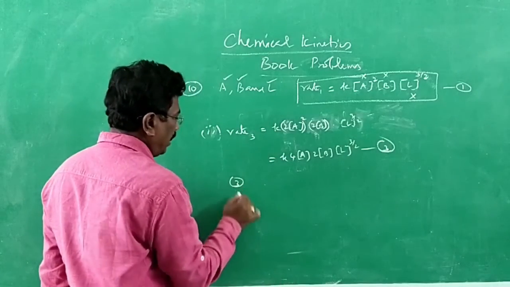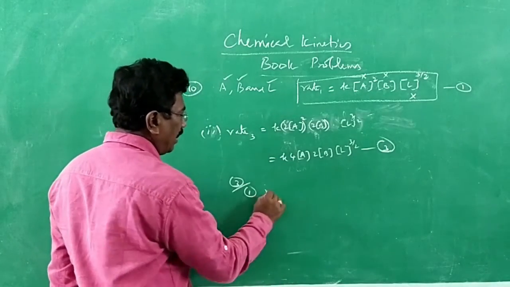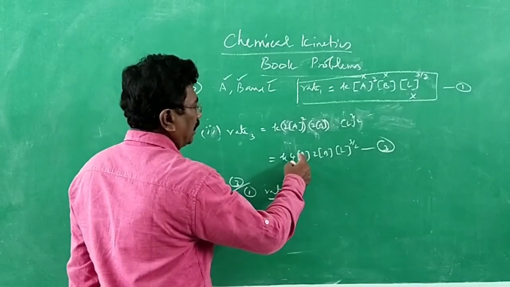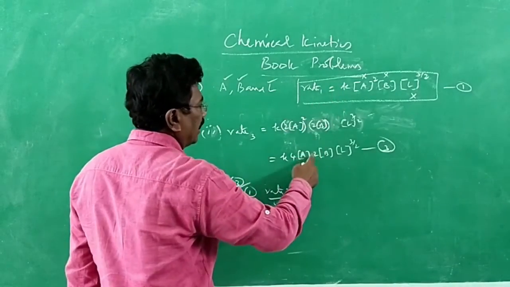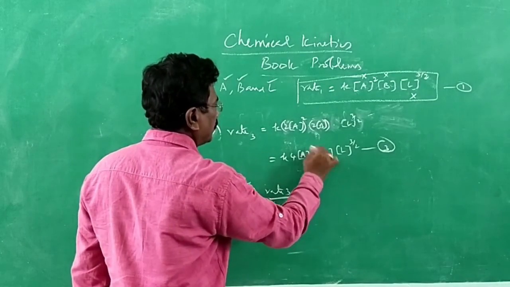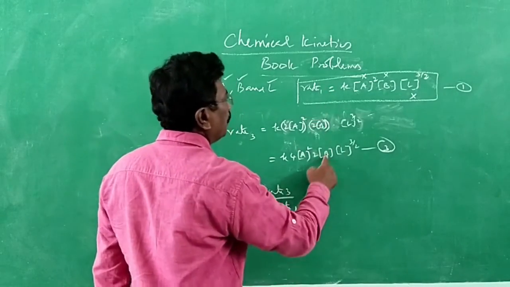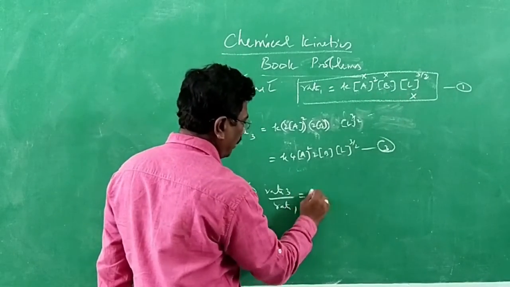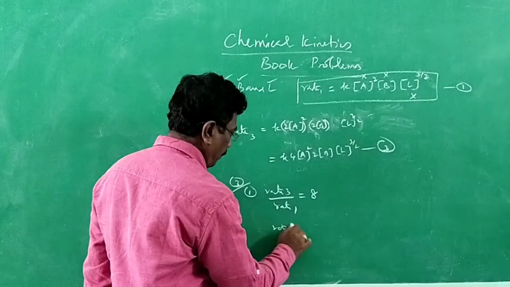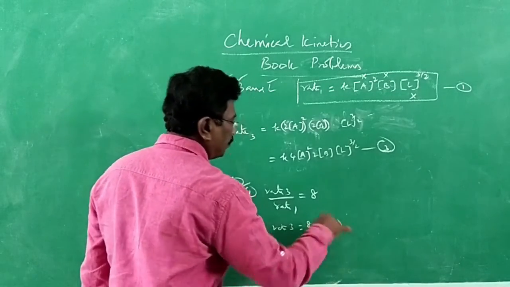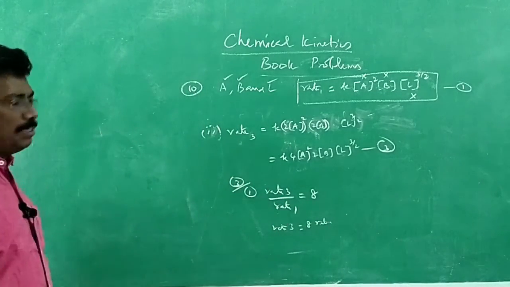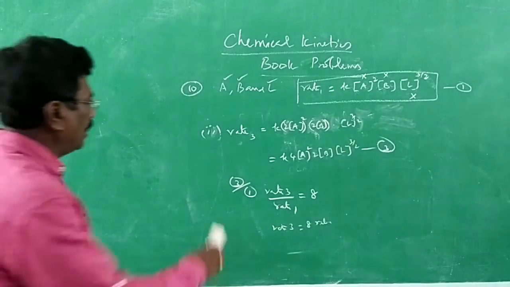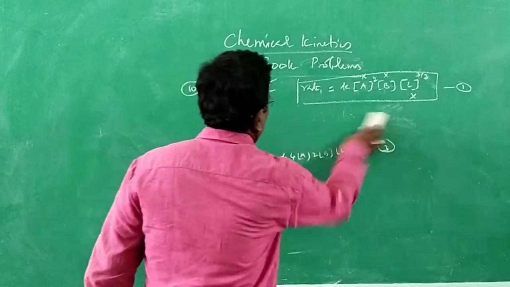If I divide 3 by 1, rate 3 by rate 1 is equal to: K and K get cancelled. A square and A square get cancelled. B and B get cancelled. L to the power 3 by 2, L to the power 3 by 2 gets cancelled. 2 into 4 is 8. Therefore, rate 3 is found to be 8 times rate 1. This is how we can solve. It can be solved mentally and we need not go in for paper. So 3 and 4, let us try to solve mentally so that we can also practice on paper.